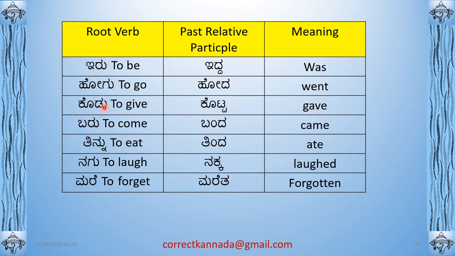This is what I'm trying to drumbeat here. So kodu becomes kottu or kotta, and kotta means gave. Baru, again u ending. You will not say bari, wrong. It is bandhu, banda, came. Tinnu, tinda, eat. Tinnu is also u ending, but it's not tinni, it's tinda, the past relative participle. So tindenu, tindevu, like that it will come. We'll see in the next slides how it looks. Nagu, nakka. Mare, mareta: forgotten, laughed, like that. So let's look at the next slide.